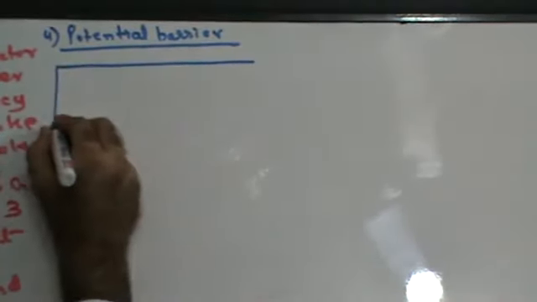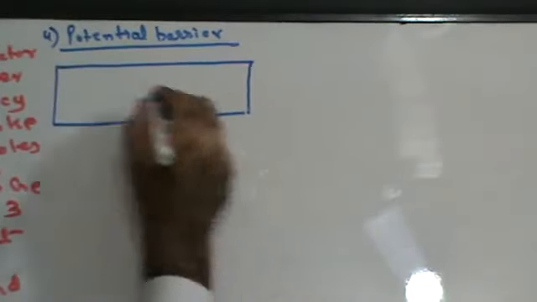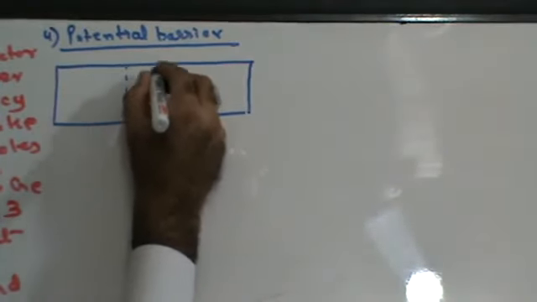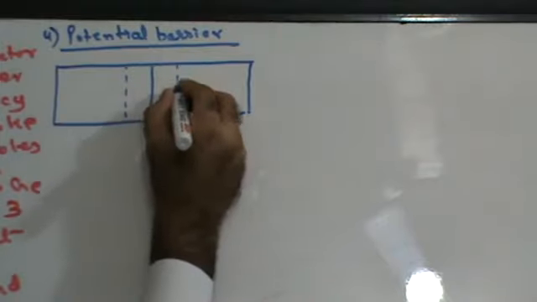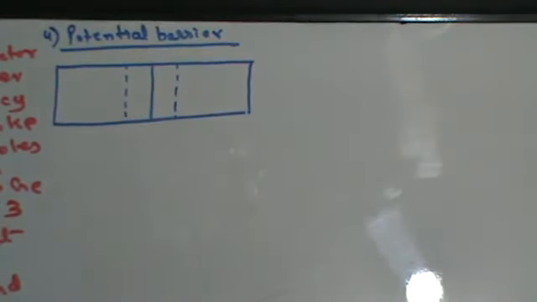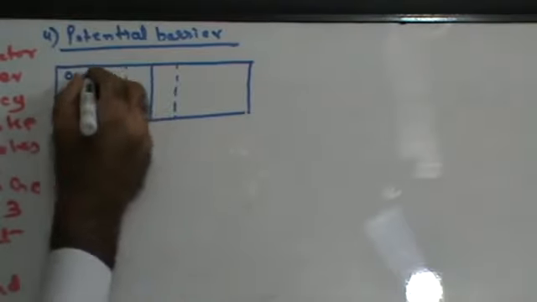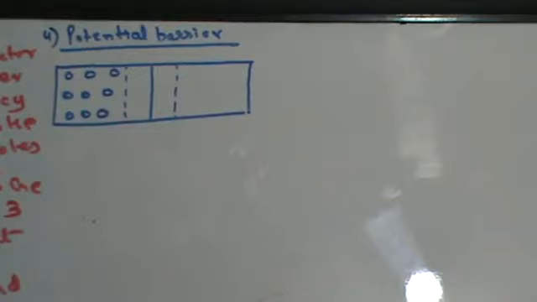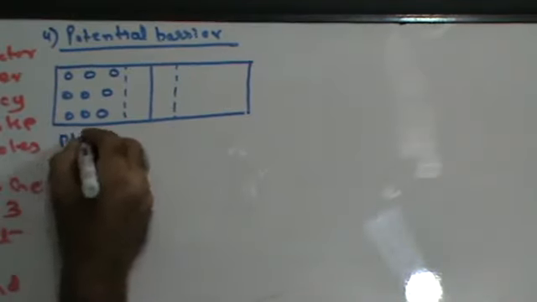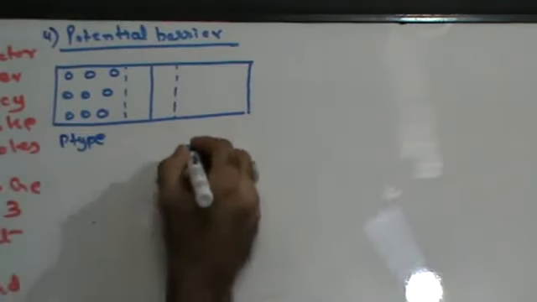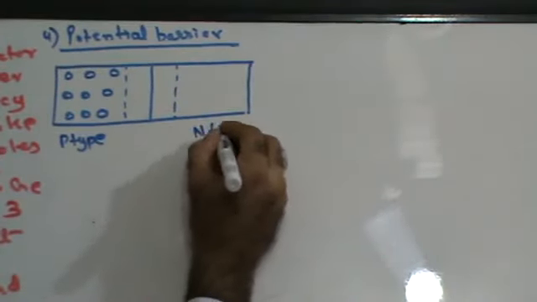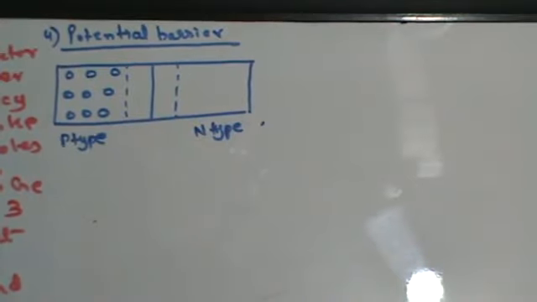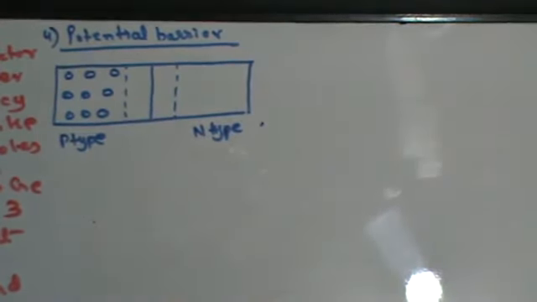Now see this. This is my PN junction diode. This was the actual barrier between the PN junction, right? Let's assume that these are my holes here. Let's assume I have electrons on the other side. This is my P type, and this is N type. You have electrons here.